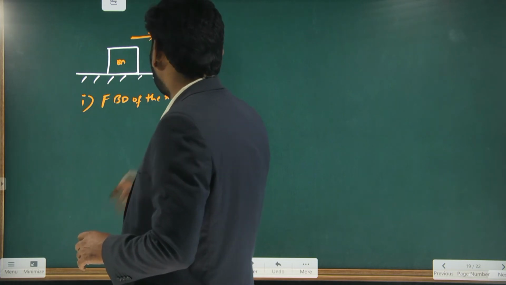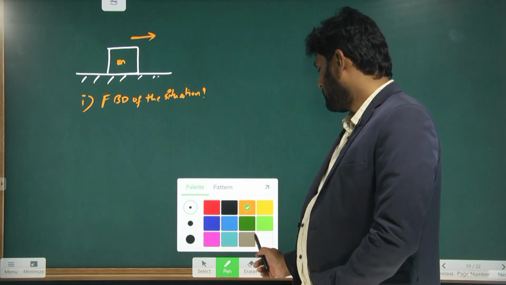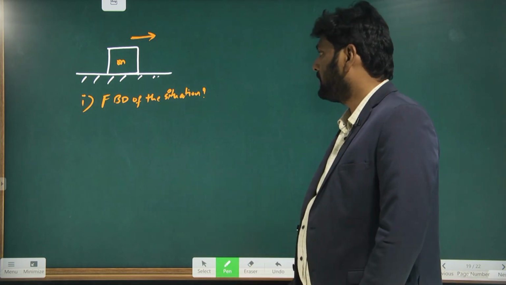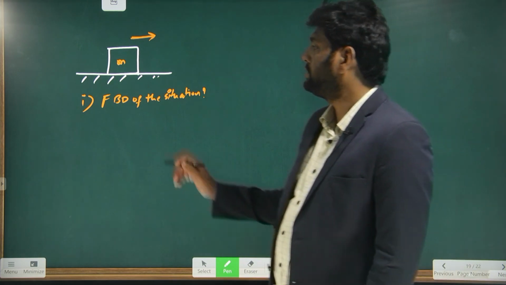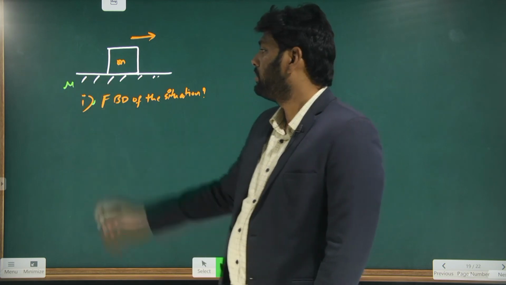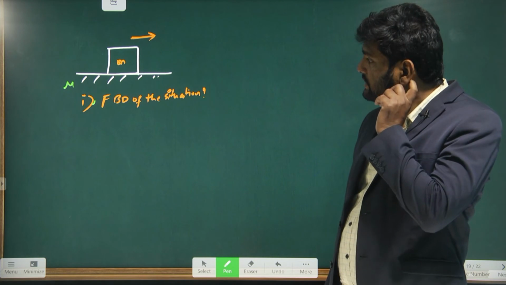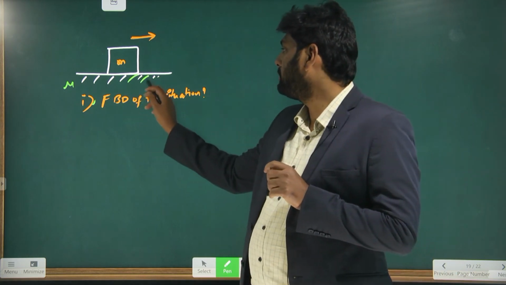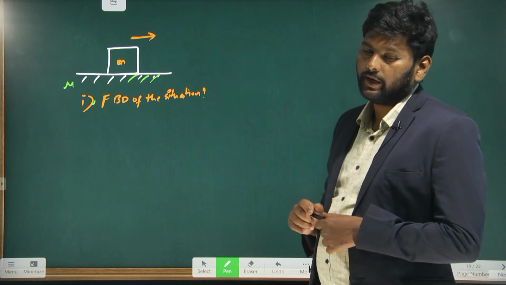Free body diagram of the situation is my question. How many forces are acting? The object is on a rough surface and sliding horizontally, and the coefficient of friction is mu, which indicates that it is a rough surface. On the rough surface, the object is sliding in this direction. Now they are asking to draw the free body diagram.